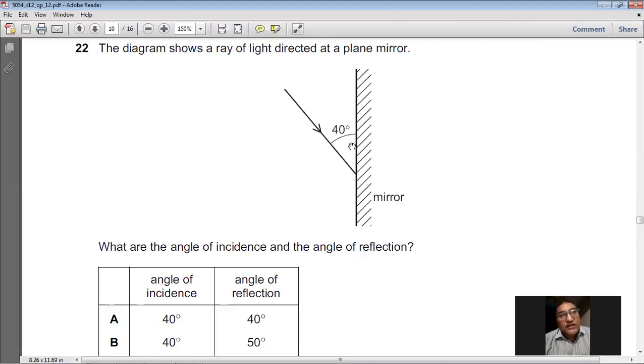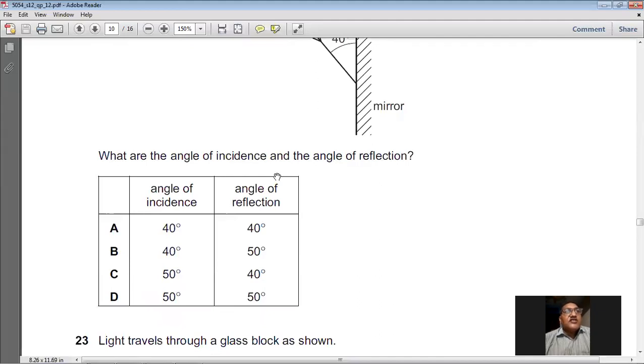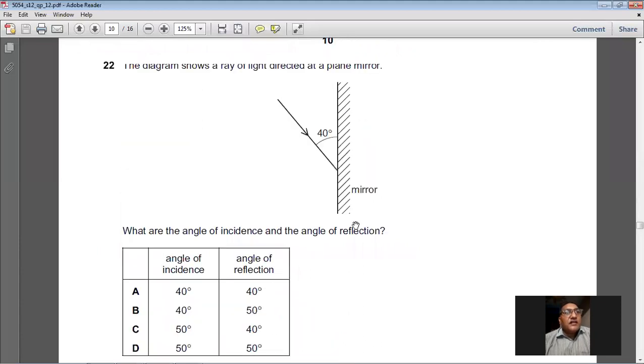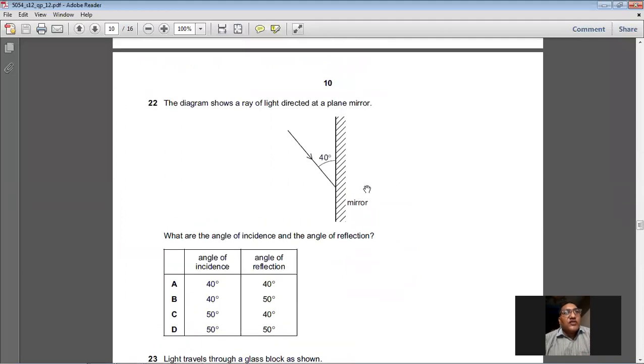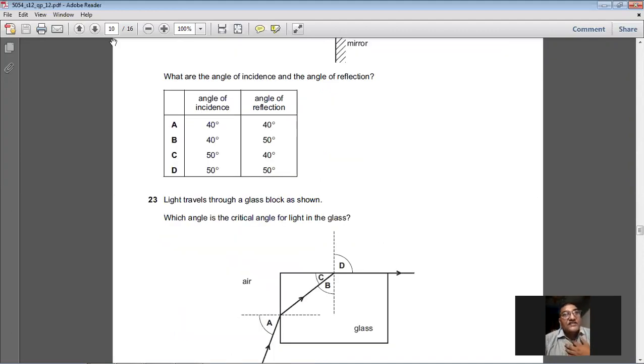This angle is 40, so this angle will be 50. So the angle of incidence will be 50. So if the angle of incidence is 50, the angle of reflection will also be 50. 50-50 is the answer. So this is the whole question on your screen. If this is 40, this is the normal, this angle will be 50. So the angle of incidence is 50. The angle of reflection will also be 50. 50-50. So D is the choice. Question number 22, D is the right choice.